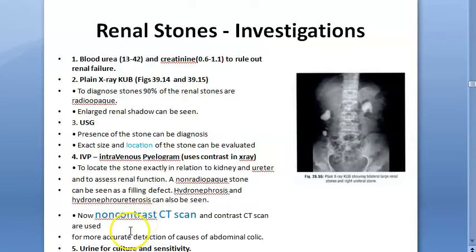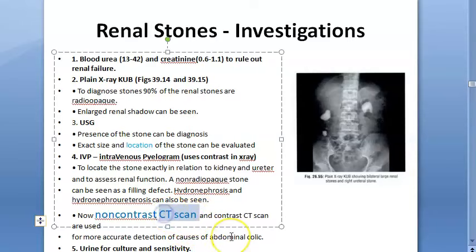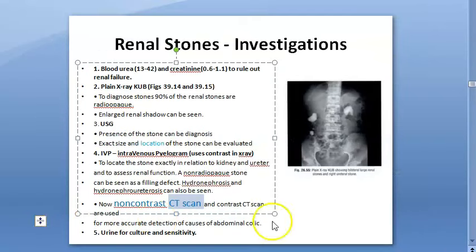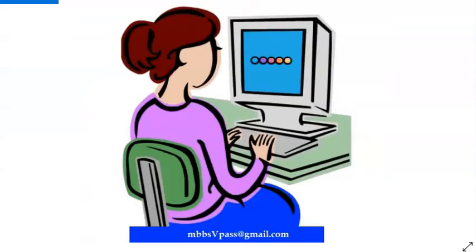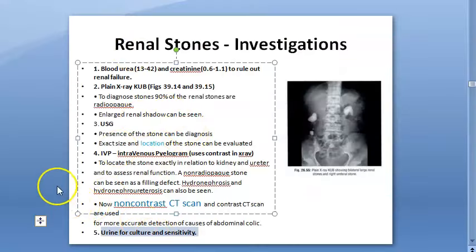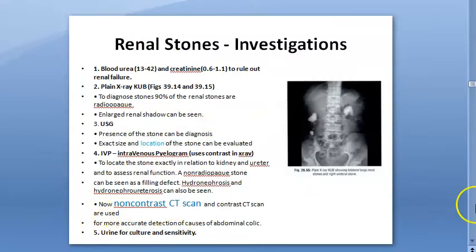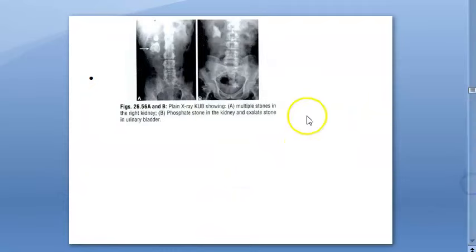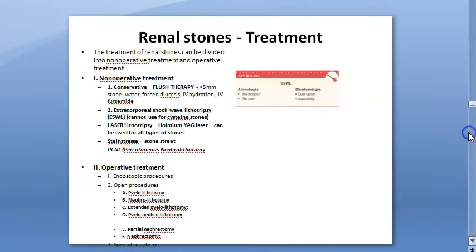Then you can also do a non-contrast CT scan or a contrast CT scan. Remember, we have seen CT scans in many hospitals. As soon as they suspect kidney stones, they're doing CT scans costing about 10 to 15,000 rupees, isn't it? Then you checked blood, you did X-ray and ultrasound, etc. You'll also have to check the urine for culture and sensitivity, to find out if there is a UTI. So these are some of the investigations we looked at.